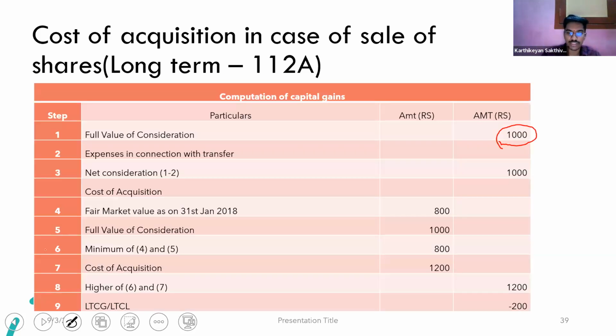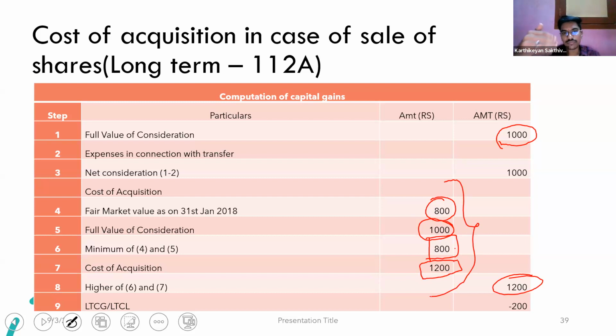So here, first you should take the fair market value as on 31st Jan 2018 or the full value of consideration, whichever is lower. Whichever of these two is lower, we take. So what is lower? 800 is lower, right? This or the cost of acquisition, whichever is higher. Assuming the cost of acquisition is 1200, 800 compared with 1200, 1200 is higher. So this will become my cost of acquisition. This is applicable only if shares are purchased before 31st Jan 2018. It is long term in nature. Obviously, if it is purchased before 31st Jan 2018, in today's scenario, it will only be long term.